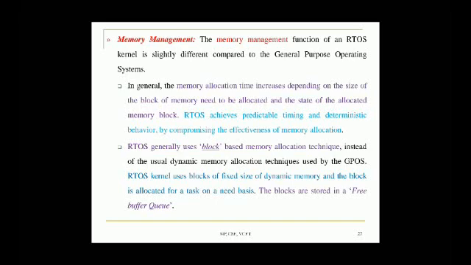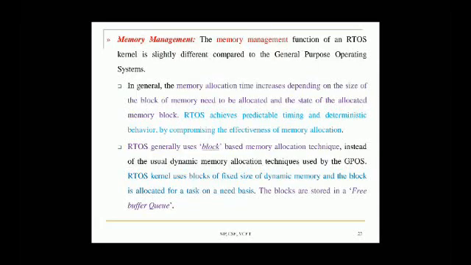Here in the RTOS, following a technique, it allocates a block of memory. How exactly? The entire memory is divided into fixed size blocks, and when the kernel needs a memory allocation, the blocks are going to be allotted to a respective task or process, and these blocks will be there in the free buffer queue.